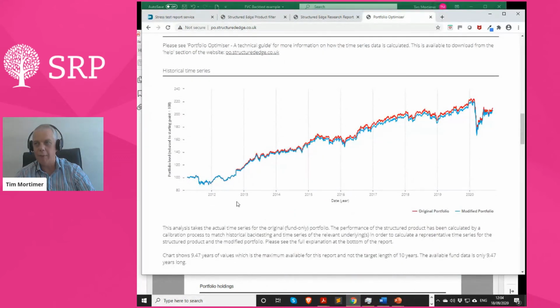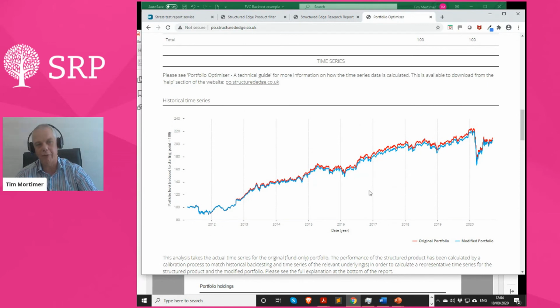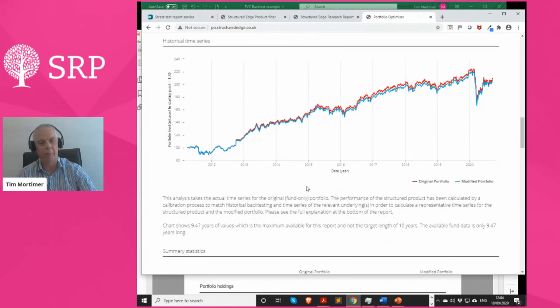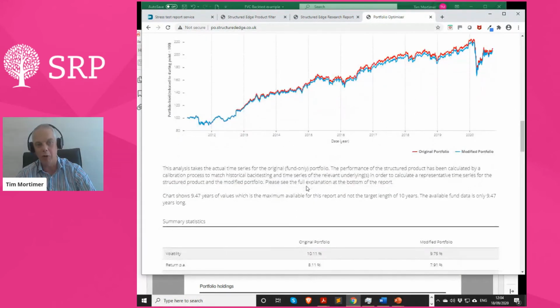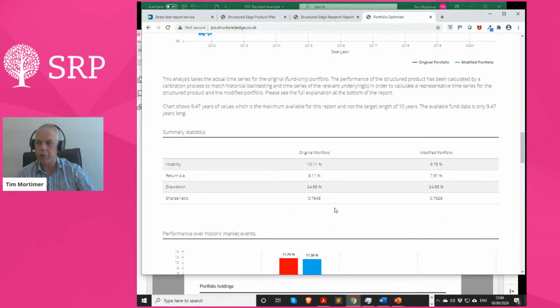And then we've done a historical analysis of the funds. That is basically just a historical time series. For structured products, we had to do some calculations to simulate how that would have worked. And we did something a bit more accurate than the standard back testing. We accounted for different market conditions. And so this is a result which is actually quite common. We see that the volatility of the modified portfolio, the one that includes the structured product, has gone down. The return has gone down a little bit, but the Sharpe ratio has nudged up from 0.78 to 0.79.